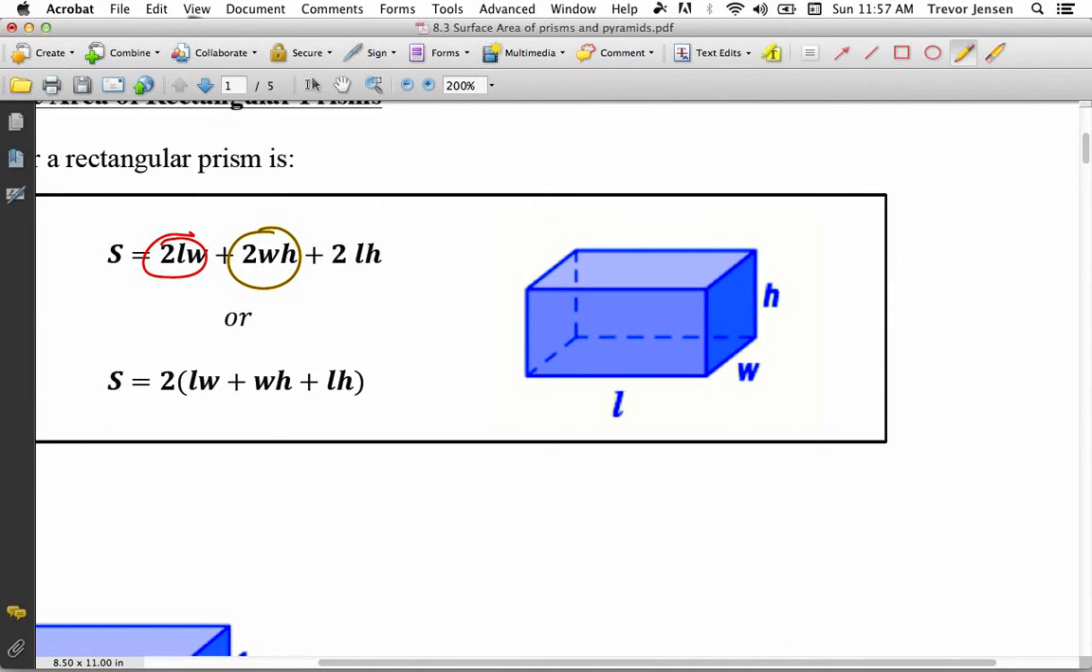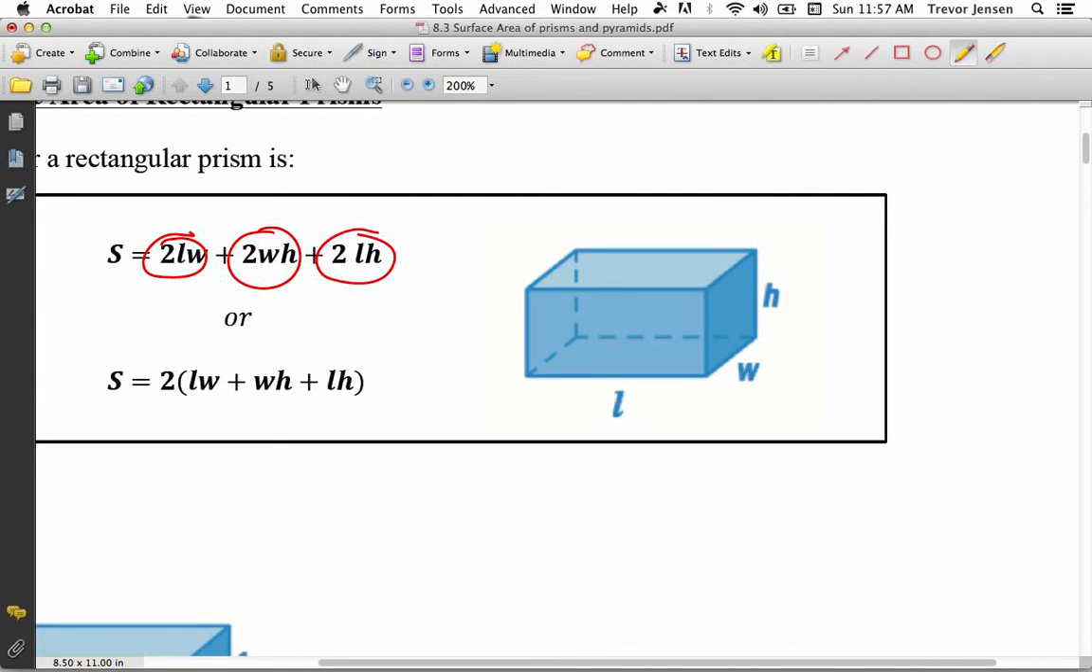And now let's look lastly at the front and the back of this object. So the front, I'll shade it in. Here's the front of the object. If I want to find the area of the front, I do length times width, because it's a rectangle. In this case, one side is labeled with an L and the other is labeled with an H. So I would do L times H to find the area of that part of the object. But notice the front is identical to the back of this object as well, so there's 2 of them. That's why I get 2 times L times H.